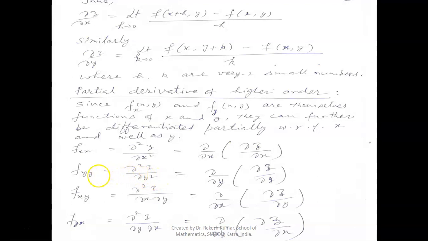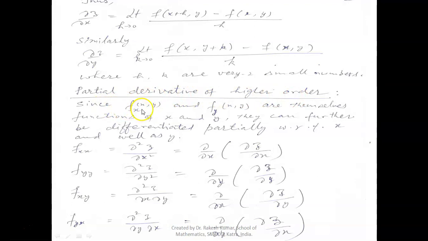Similarly, we can define partial derivative with respect to y. Okay, and in this way, del del x of z can be defined like this: limit h tends to 0, f(x plus h, y) minus f(x, y) divided by h, where there is change in x only and y is constant, and h denotes a very small increment in the value of x. Similarly, del del y of z can be defined like this, where h and k are very small numbers.